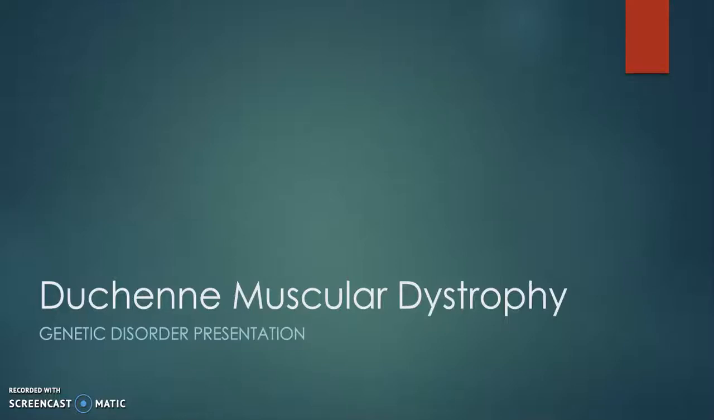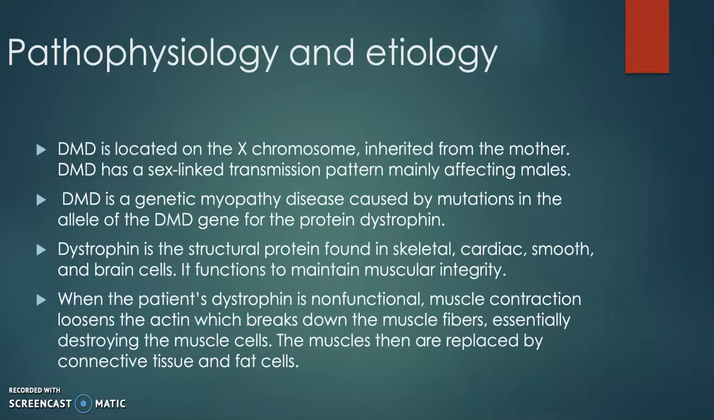Hello, today we are going to be talking about Duchenne muscular dystrophy. A little bit about the pathophysiology and etiology of this disease is that DMD is located on the X chromosome inherited from the mother. DMD has a sex-linked transmission pattern that affects the males. Females can be carriers, and that is identified based on elevated creatine kinase and protein myoglobin levels.